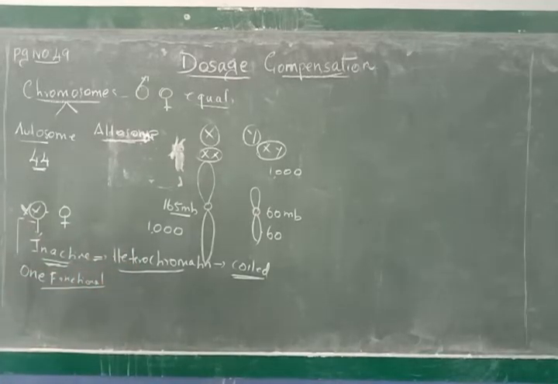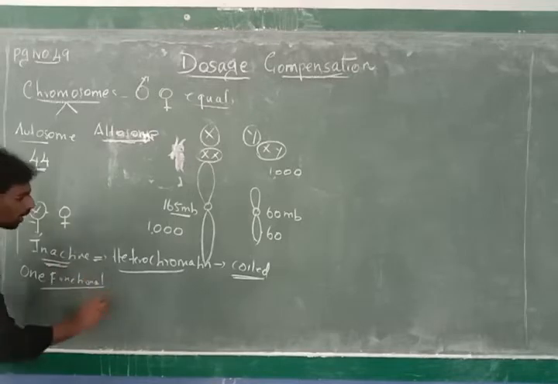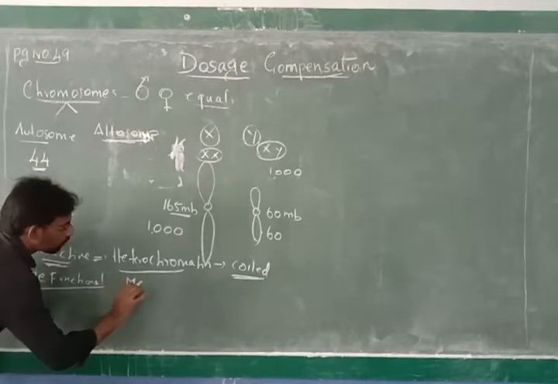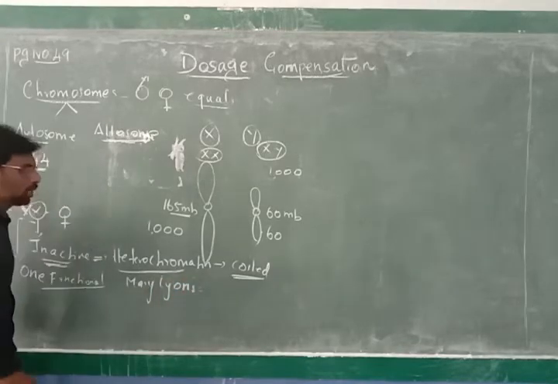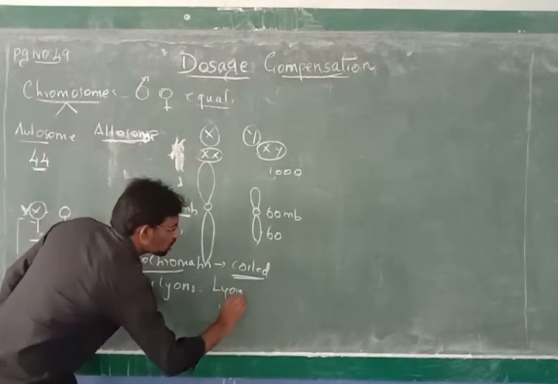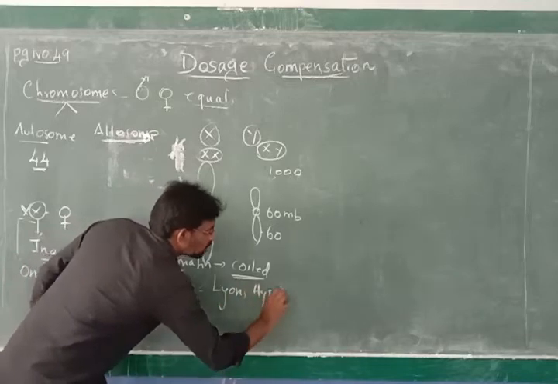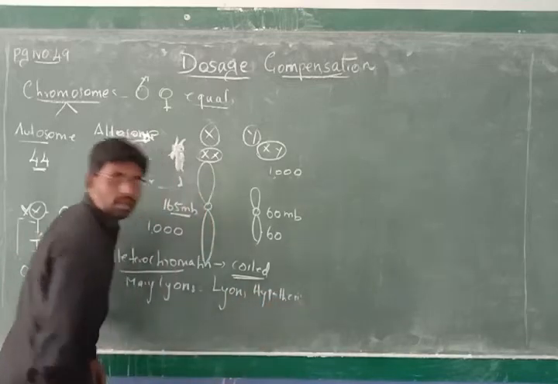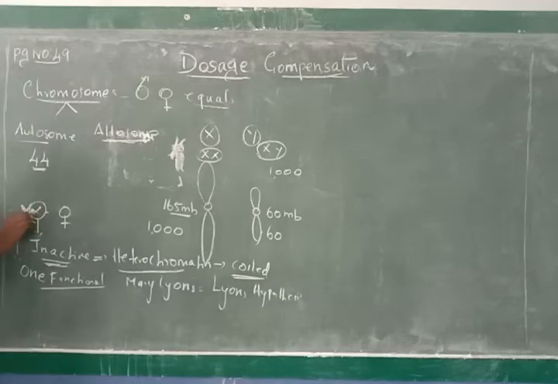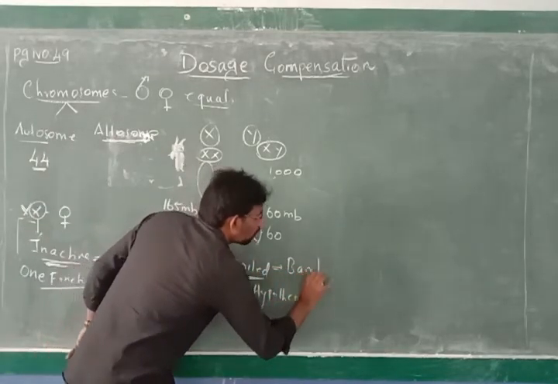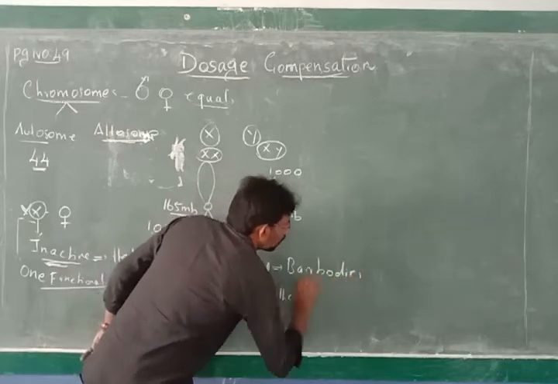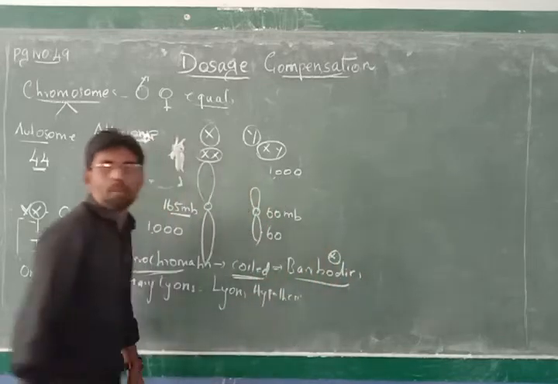And this was developed by Mary Lyon. So this theory or hypothesis is called the Lyon hypothesis. Okay. Now this 1 chromosome which is inactive is called heterochromatic, which is tightly coiled, and we also call this a Barr body. So very important 2-mark question, Barr body.